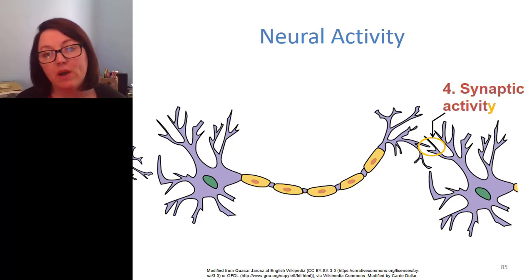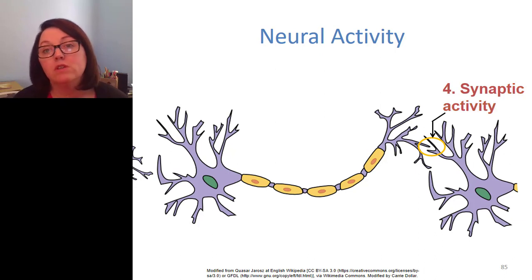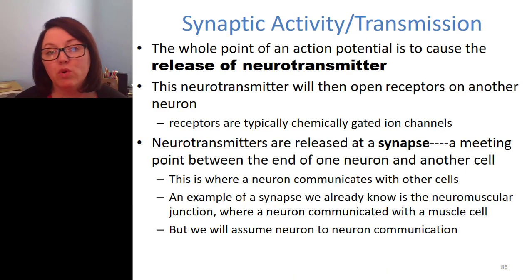Hello. In this video, I want to talk about synaptic activity, also known as synaptic transmission. You can think of this as the last part in neural activity. So part 1 is resting potential, part 2 would be graded potentials, part 3 is action potentials, and action potentials lead to synaptic activity.